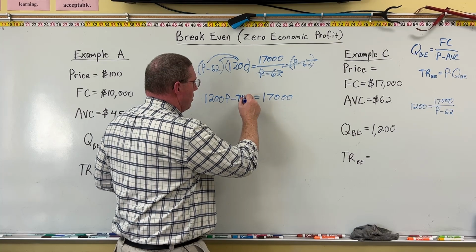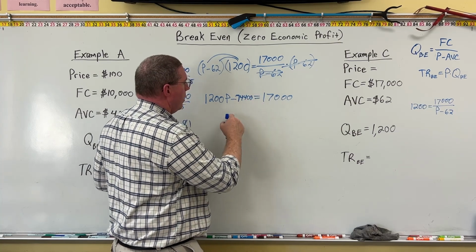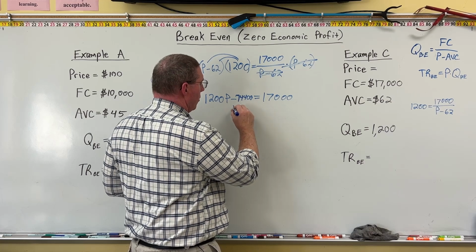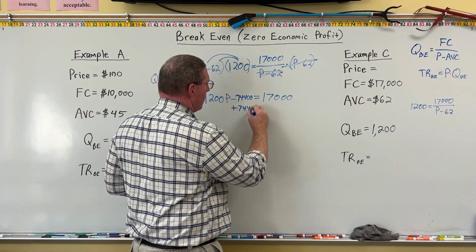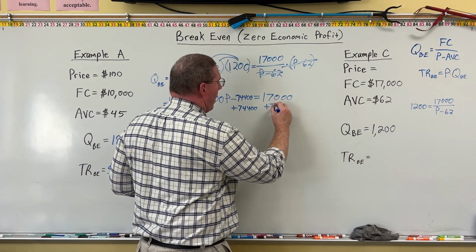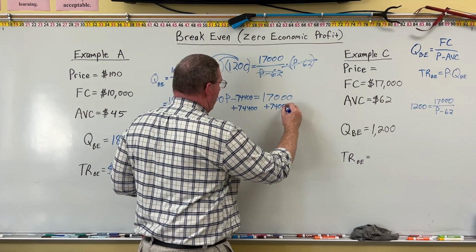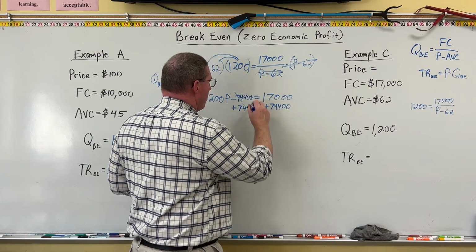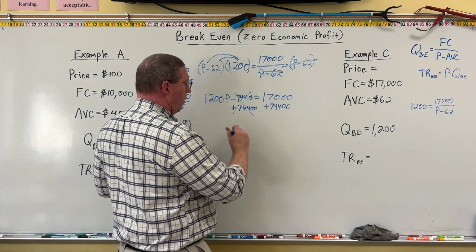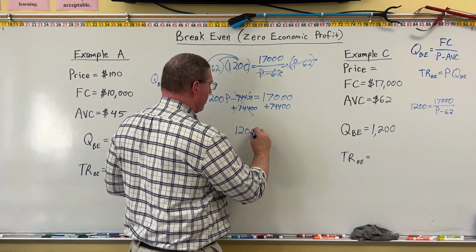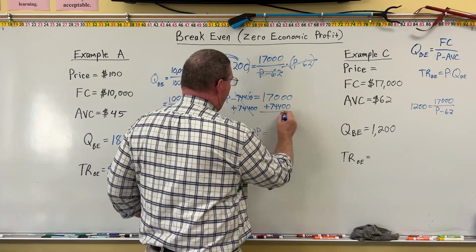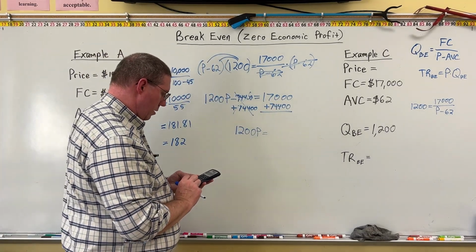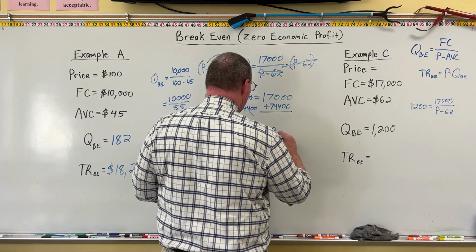We want to get rid of the negative 74,400. So we're going to add 74,400 to both sides. Over here, this is going to cancel. We're going to carry down 1,200p. We'll only have one more step after this. Is equal to now 17,000 plus 74,400, and that's 91,400.